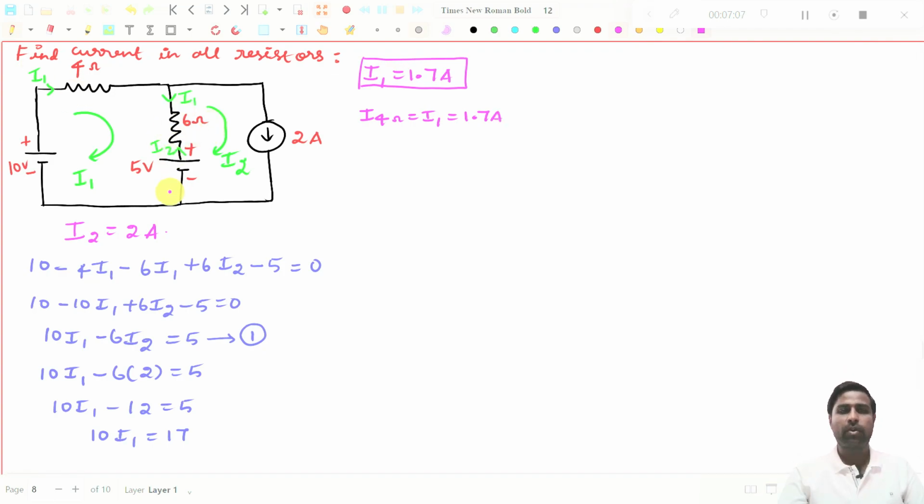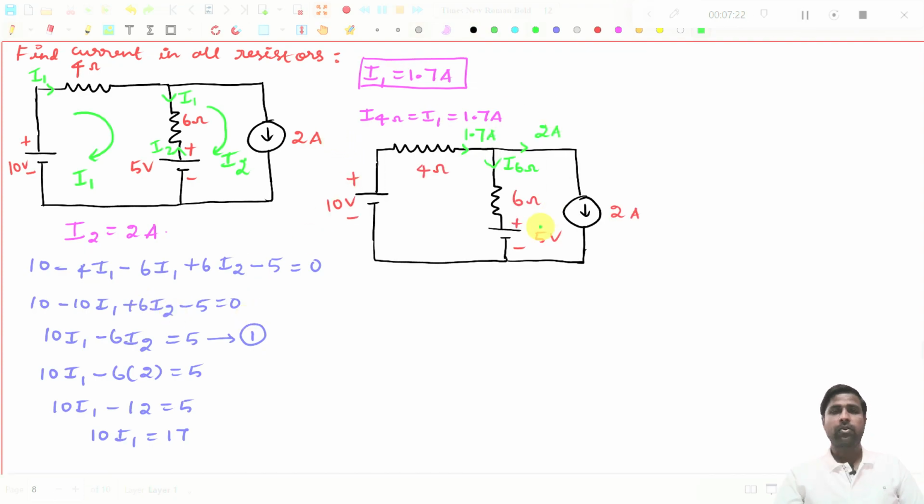But if I want to find the current in the 6 ohms resistor, then I have to write the expressions at this particular point. So I will draw the diagram. Now you see I have drawn the diagram again. The current through the 4 ohms resistor I have found, because it is only connected in the first loop. So I1 will be equal to 1.7 amperes, which will flow in the 4 ohms resistor. Now I want to find the current in the 6 ohms resistor.